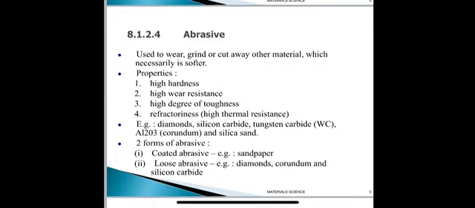They have two forms of abrasive. First one is coated abrasive. Example is sandpaper. Second one is loose abrasive. Example: diamond, corundum and silicon carbide.